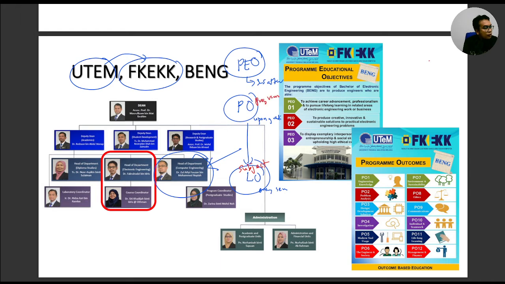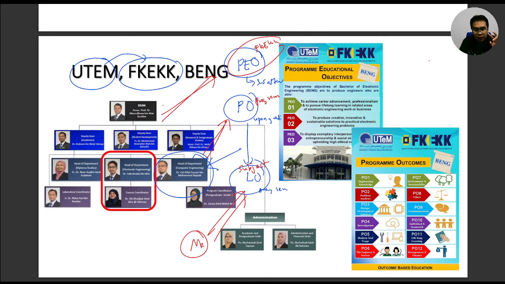So this one is the faculty matter, FKEKK. The one looking up to the PO is basically this level. The one that we're looking up to the PO is his. And the one looking up to the LO is me as a lecturer for each particular subject. Okay, so all these 3 categories, PO and LO, are interconnected to each other.